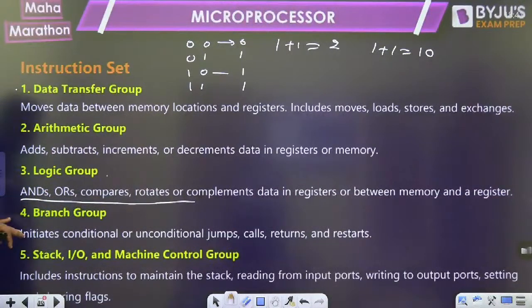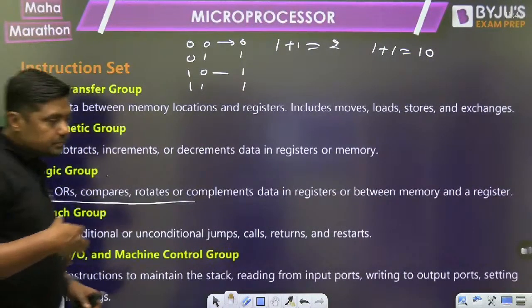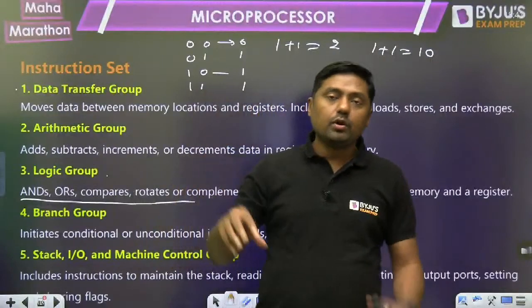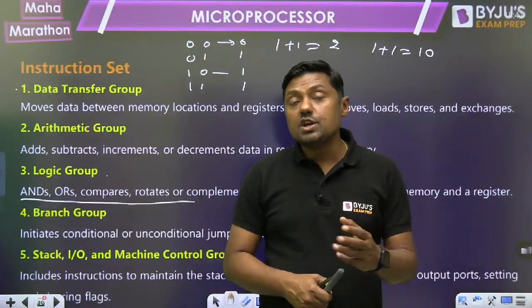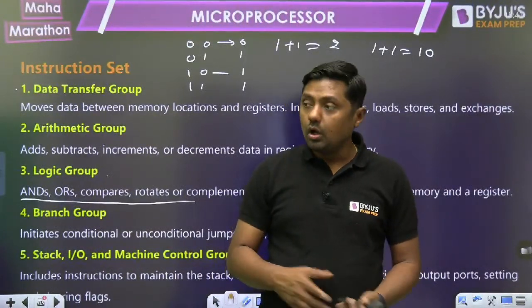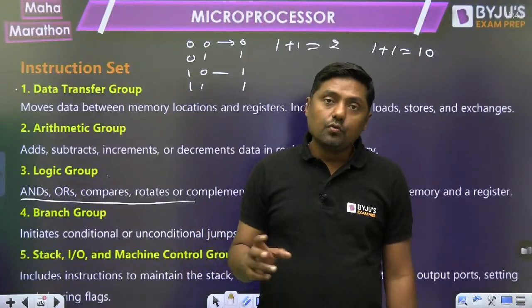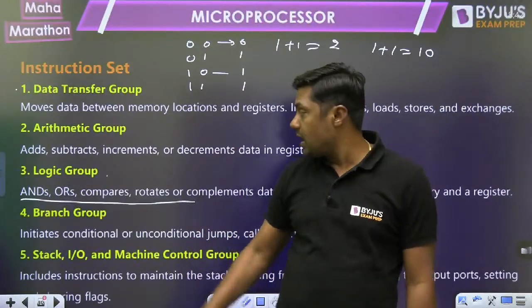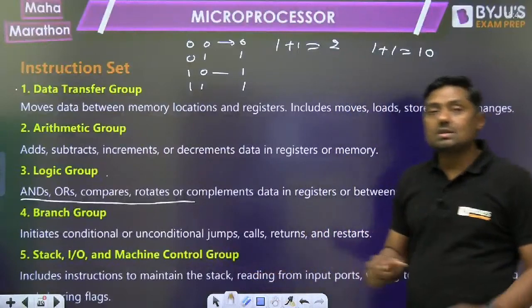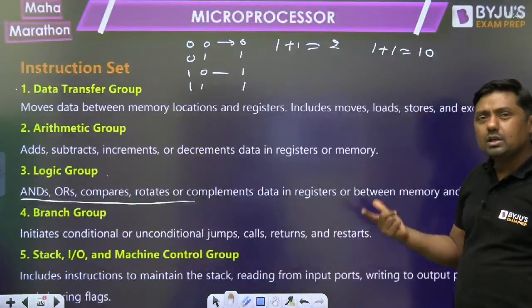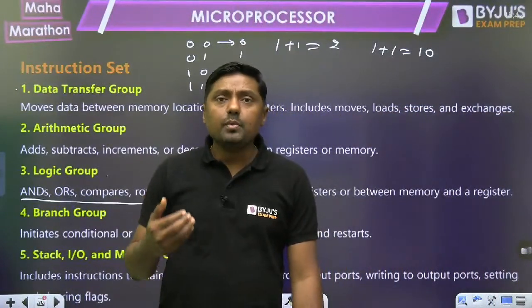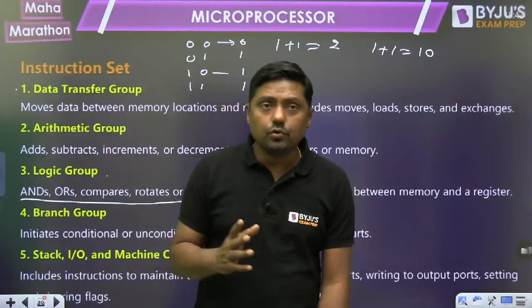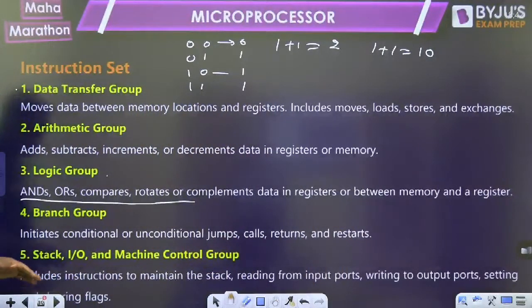Branch means when we want to switch from one position to another position, from one address to another address. So we are using the jump instruction, and the call instruction to call the subroutine, service routine. These are called branch instructions, or that group is called the branch group. So here: call, return, jump, unconditional jump, and conditional jump we have to use. Last one is the stack, input, output, and machine control group.